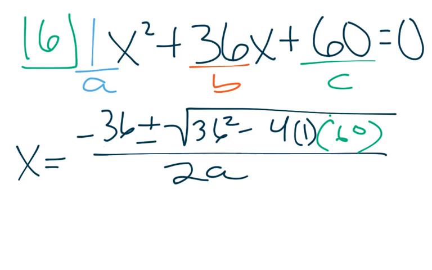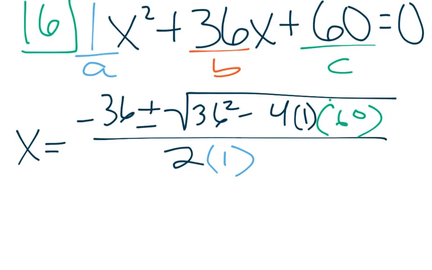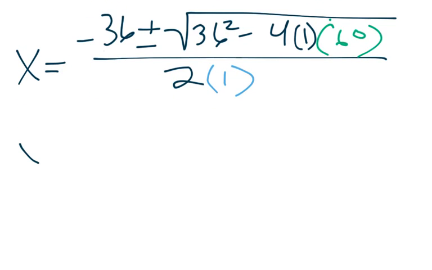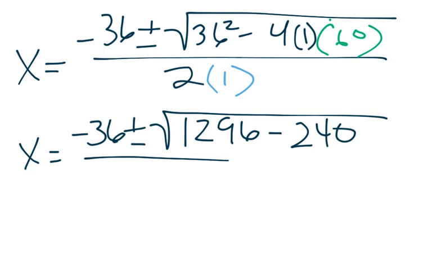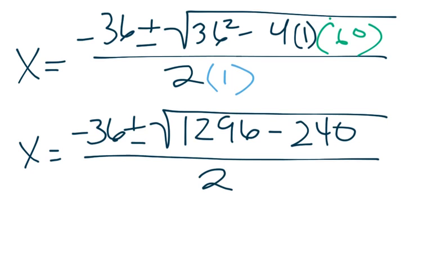Okay, and instead of this a down here, we have a 1. So now we have x equals negative 36 plus or minus the square root of 36 squared, and that is 1296, minus 4 times 1 times 60, and that is 240, over 2 times 1, which is 2.